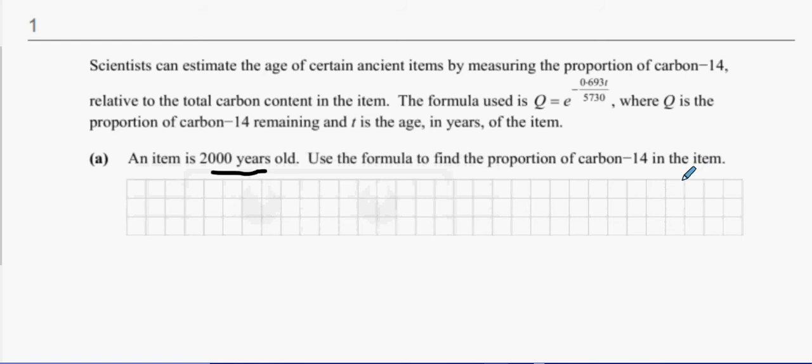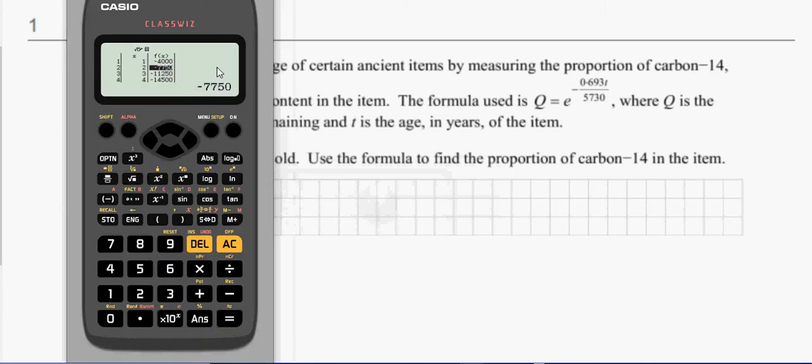Okay, no bother. As it turns out, if I just threw this straight into the calculator, you go for your E function, e to the power of minus 0.693 times x over 5730. I'm going to start at 0, end at, for argument's sake, 4,000, with steps of 200.